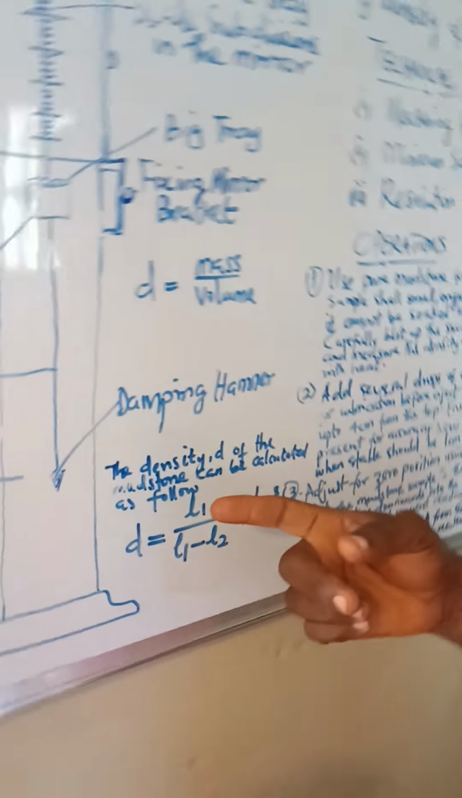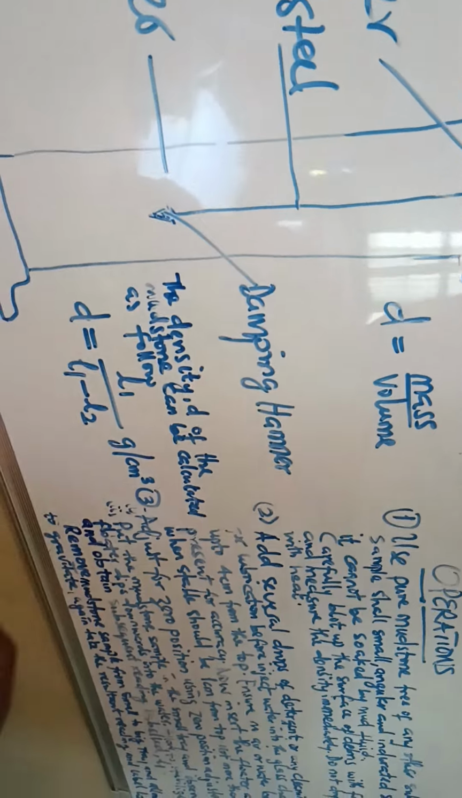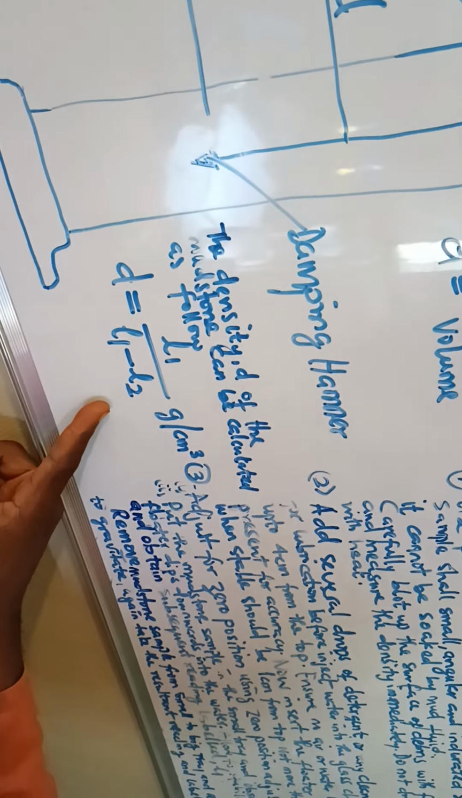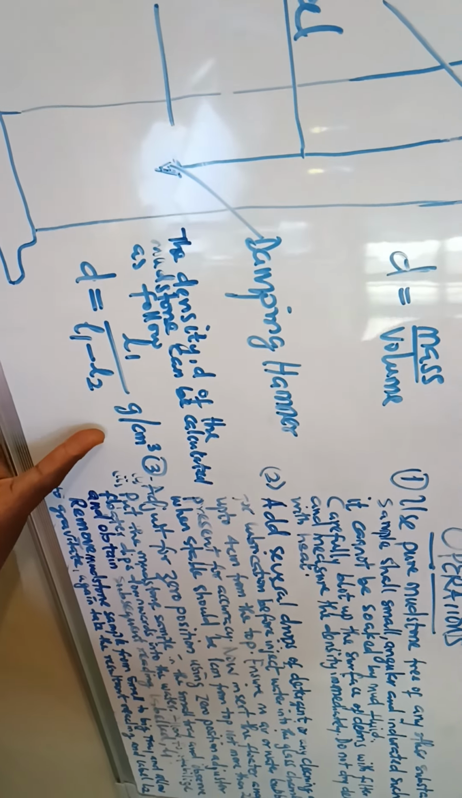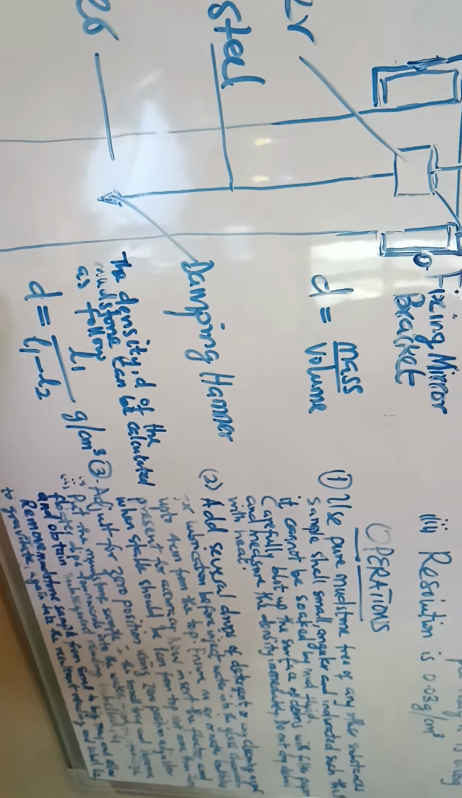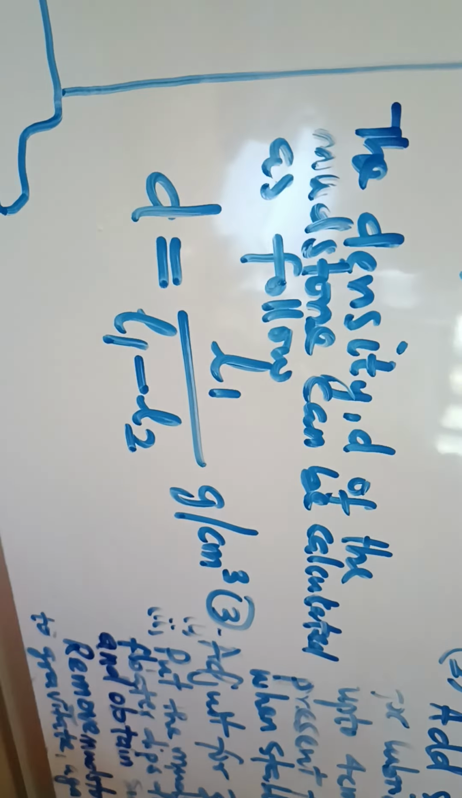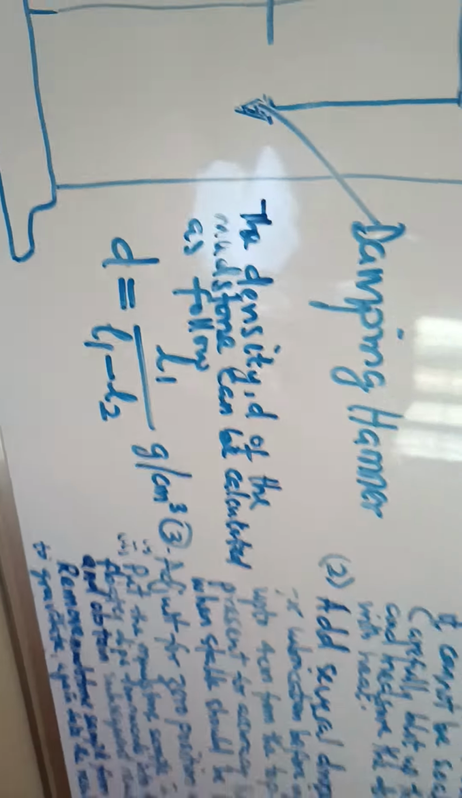Once we get that L2, we will introduce it into this formula. The density of the mudstone can be calculated as follows. Density is L1 over L1 minus L2. This is in gram per cm cube. So this is the major formula we are substituting into. Once we substitute, we get the value. He will help us out with the calculation as we put the value. Once we get that value, the whole measurement is finished. So everything we are doing here is very okay now.